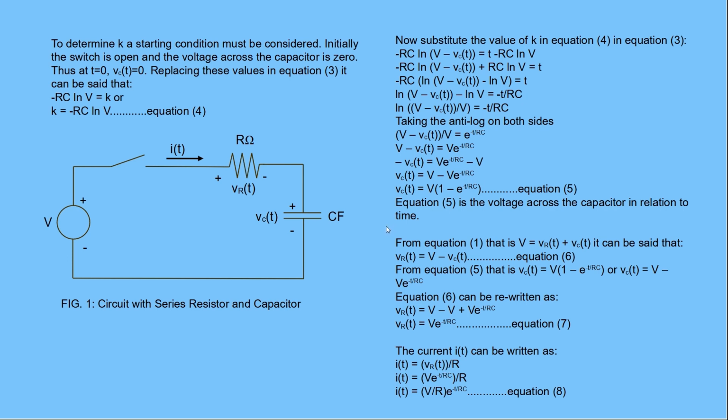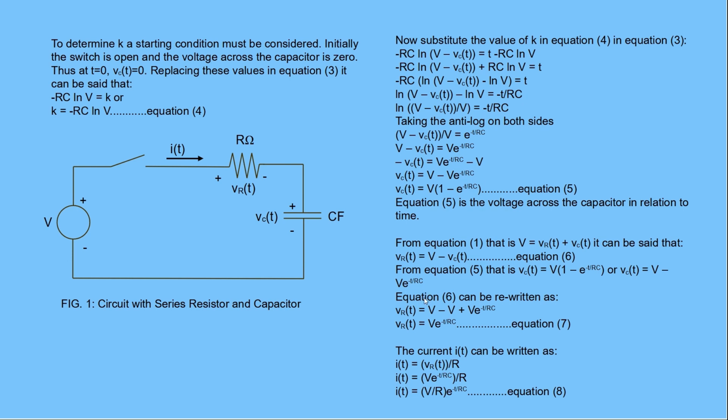From equation 1, that is V equals VRT plus VCT, it can be said that VRT is equal to V minus VCT, which gives us equation 6. From equation 5, it can be said that VCT is equal to V multiplied by 1 minus e to the minus T over RC, or that VCT is equal to V minus V e to the power minus T over RC.